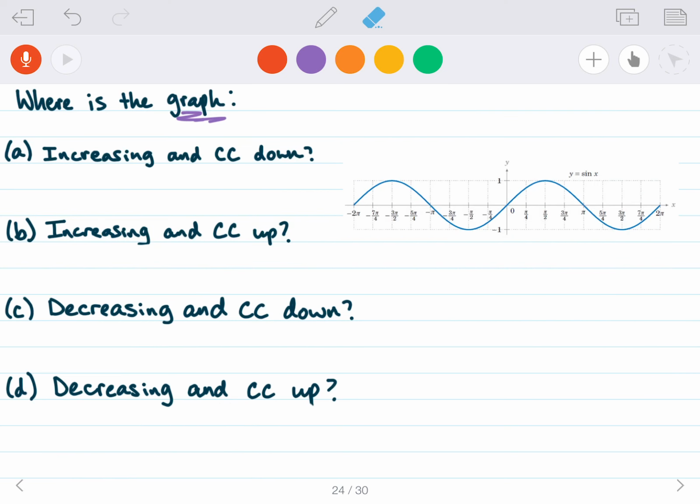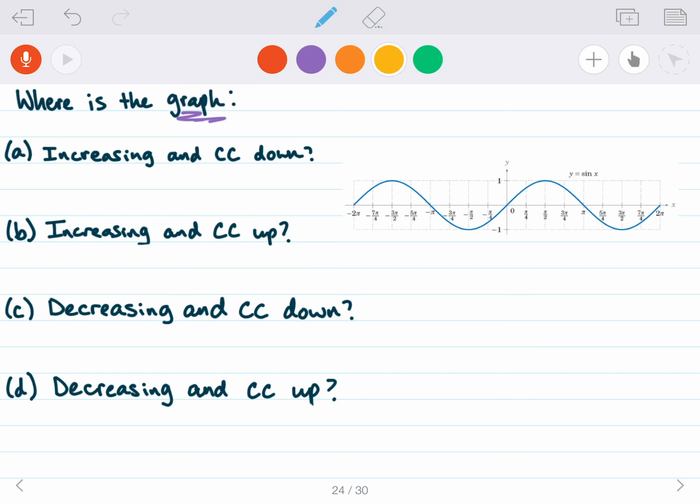So let's look at this graph. We have y equals sine of x. And maybe you haven't heard of sine of x since geometry, but when you take trigonometry, you'll learn how to graph these things. All right, so let's go ahead and mark off our perceived inflection points first.